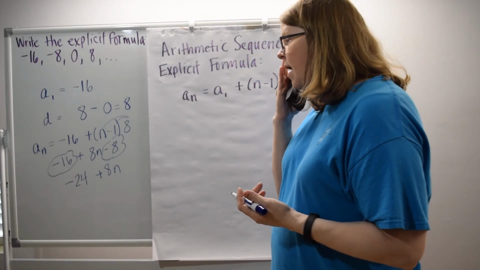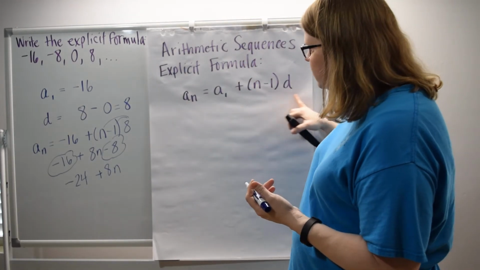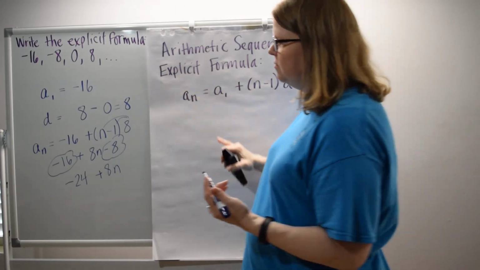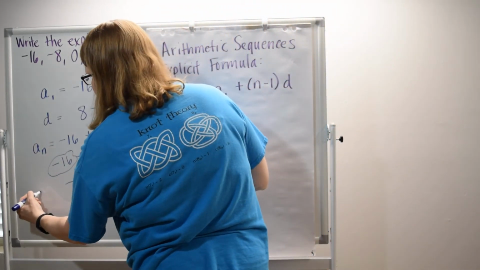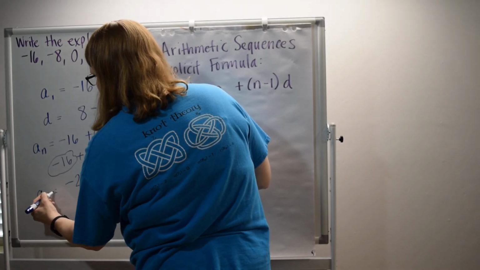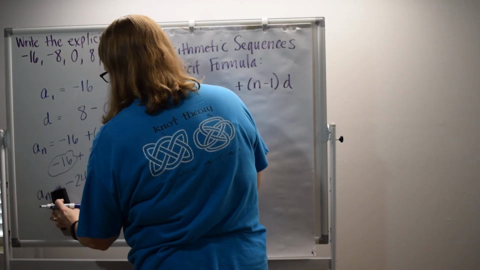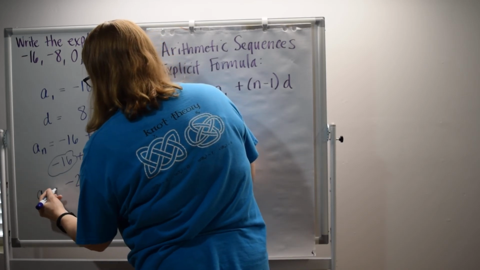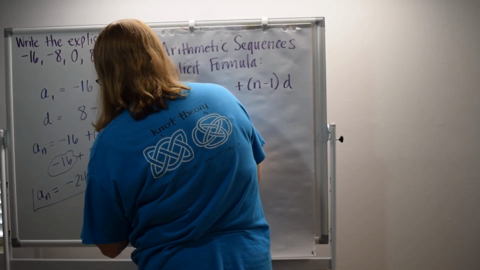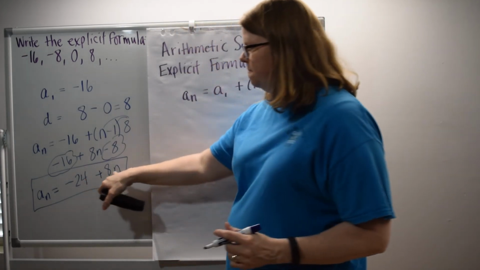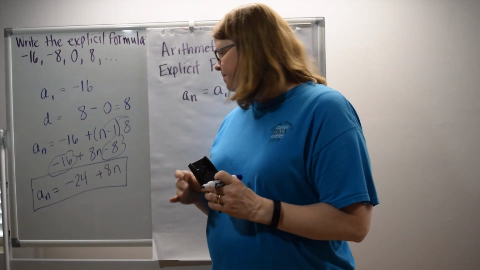And so I just need to make sure it's in this format with the a sub n in front. So I'm just going to write that down in front, and my equal sign. Let's see if I can get those to show up a little bit better. And I'm done. It's okay that it's in this order. This is the order you want it to be in. And that's it.